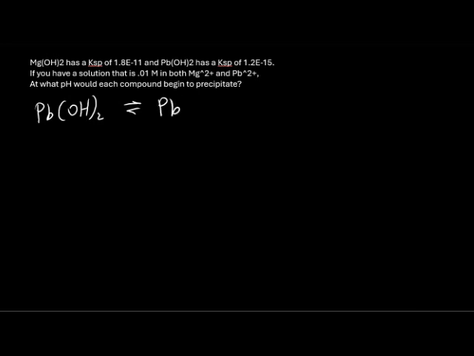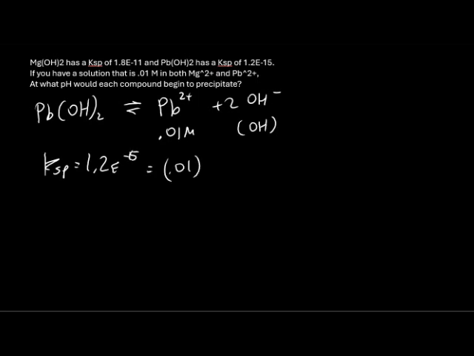Pb(OH)2 will break into lead 2+ and 2 pieces of OH-. We already know that our lead concentration will be 0.01 molarity, and our OH- is unknown. And we'll write a Ksp equation for this. We'll say Ksp is equal to 1.2 times 10 to the negative 15th. Set this equal to the lead concentration, 0.01, multiplied by OH- raised to the second power, again because of the 2 in front of the OH.